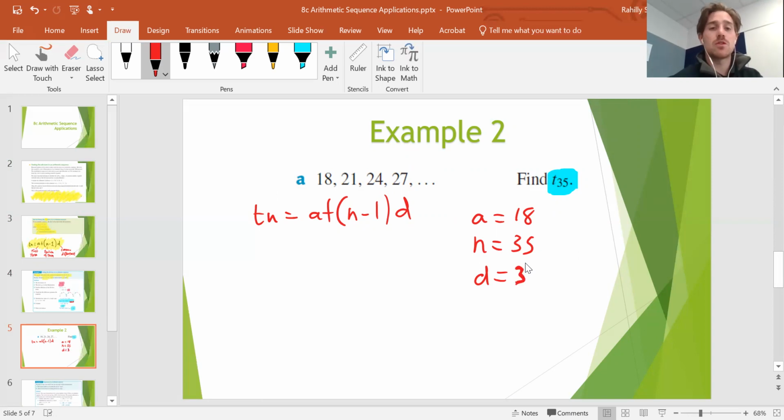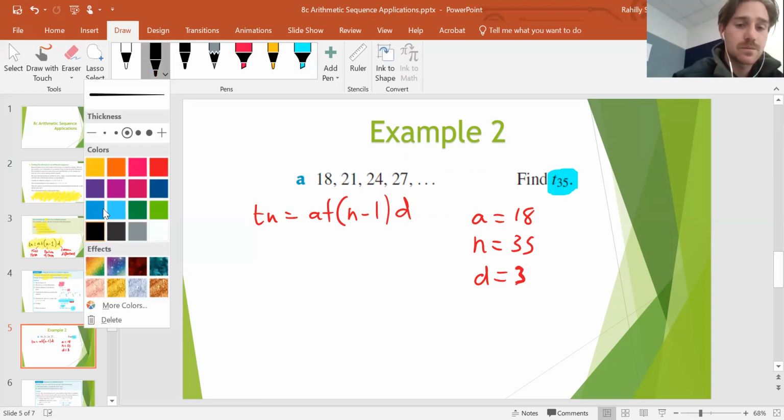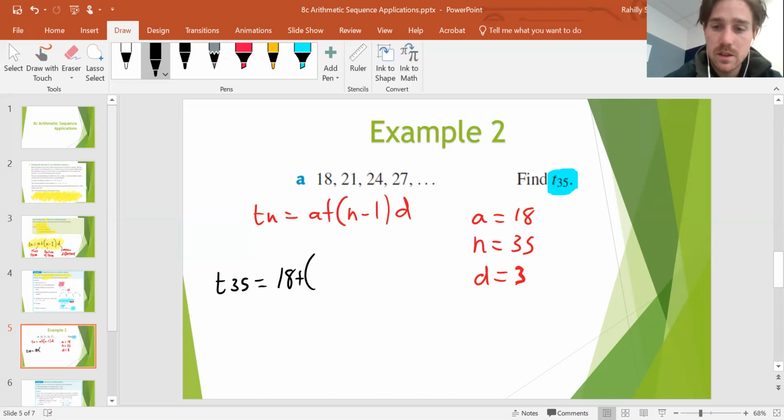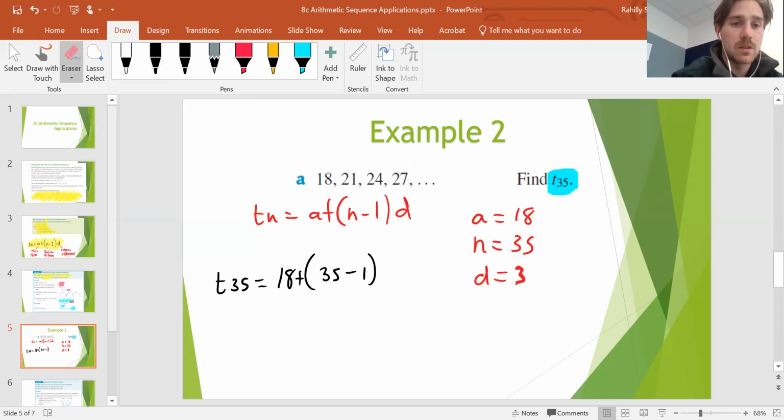Now all we need to do is substitute those values into our formula. So it becomes T35 equals A is 18 plus N, which is 35, take away 1, close brackets, multiplied by D. Sorry, not multiplied, our D value is 3. My bad. Perfect.